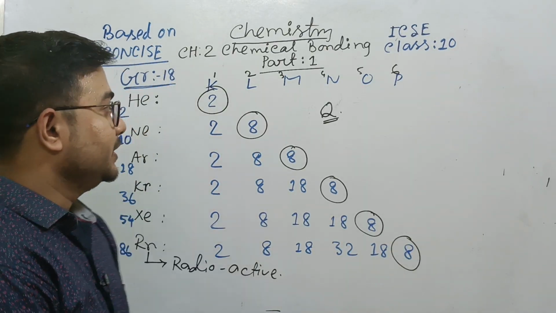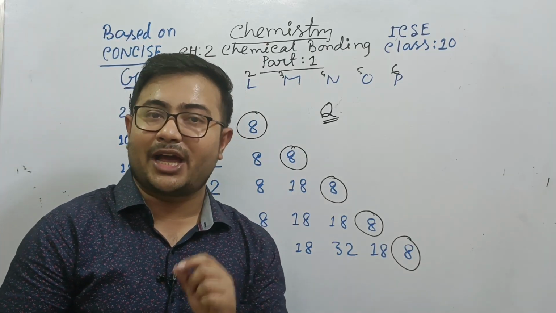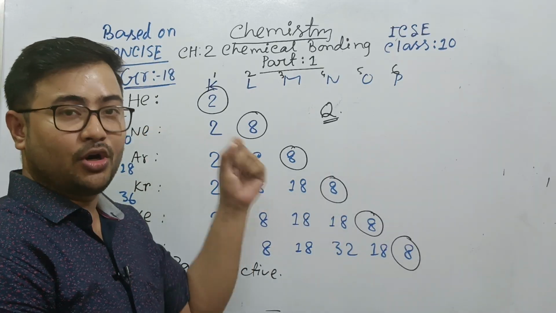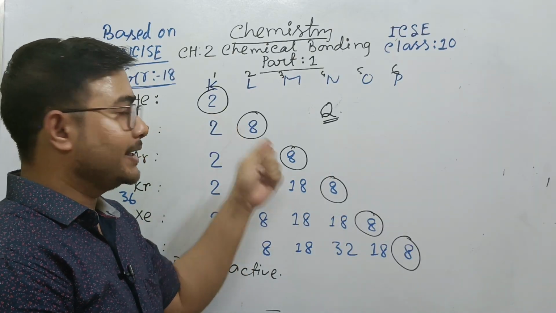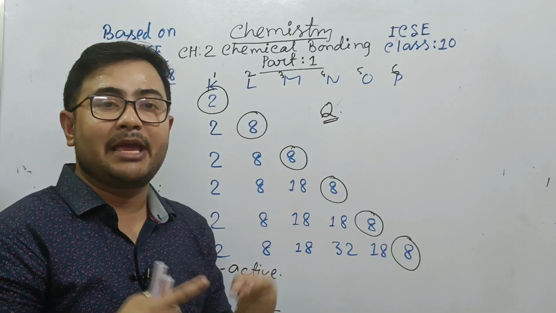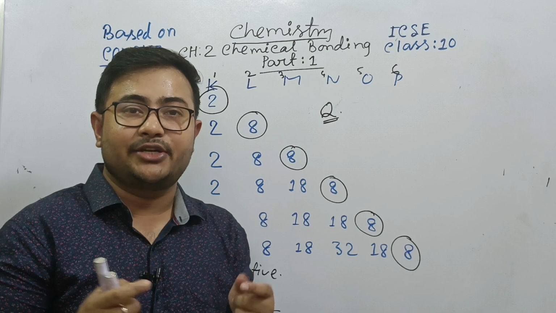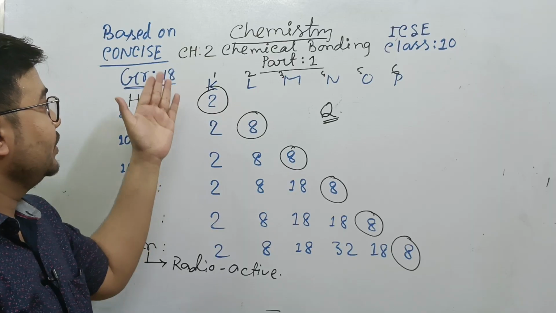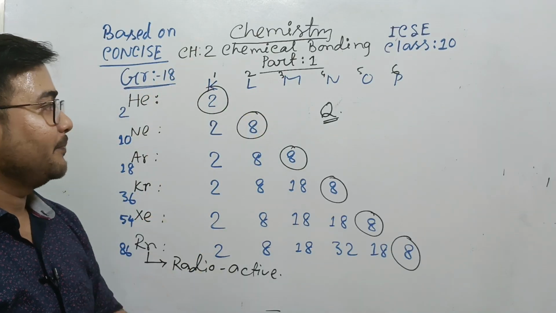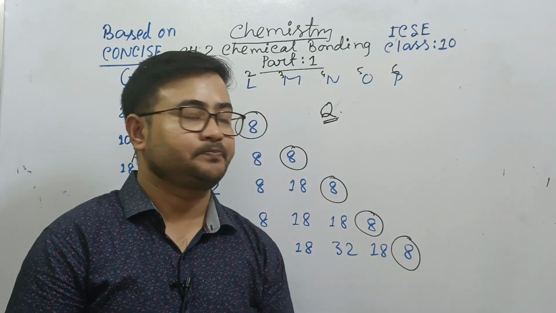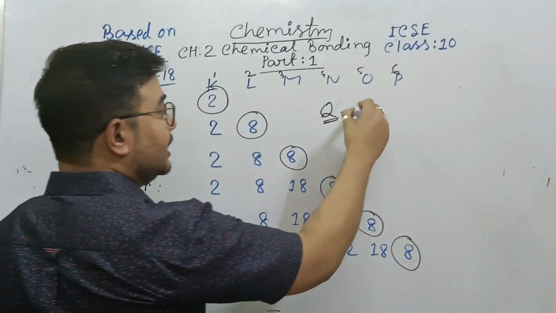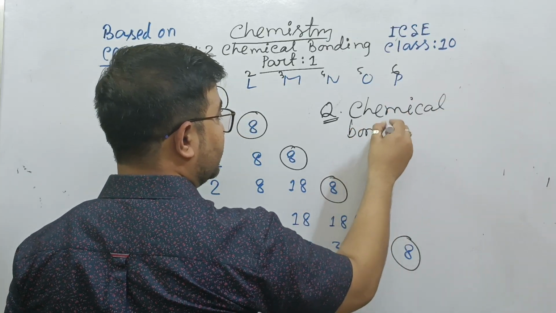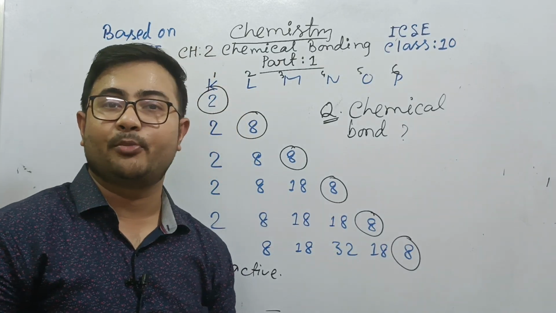Okay, now you note down this question and answer also. What is the cause behind atoms joining chemically? The answer is, they try to join chemically to gain the stable electronic configuration like group 18 noble gases. Done. Now my next question is, what is chemical bond? What is the meaning of chemical bonding?